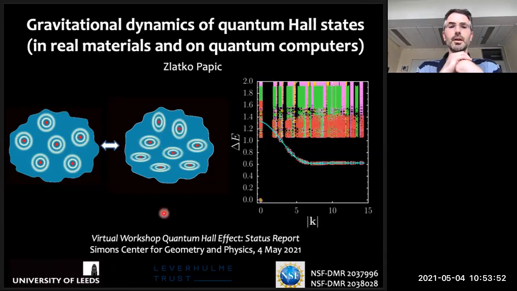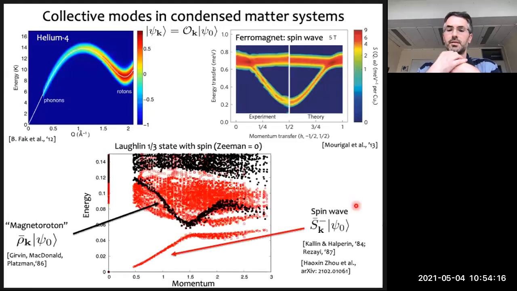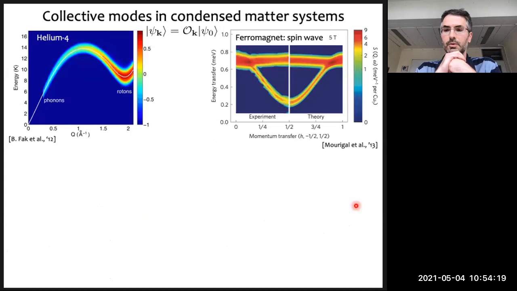All right, yes. So I want to talk about collective dynamics in quantum Hall states in real materials, as well as how to see it in quantum computers. So the basic idea is, of course, to study this collective excitation that you all know very well, the graviton mode. So in condensed matter systems, one of their main features is the existence of these collective modes, which are some kind of coherent oscillations of the medium, right?